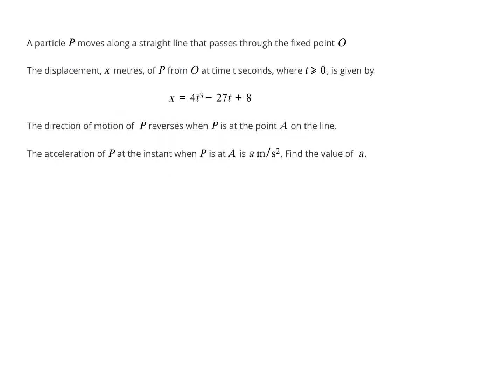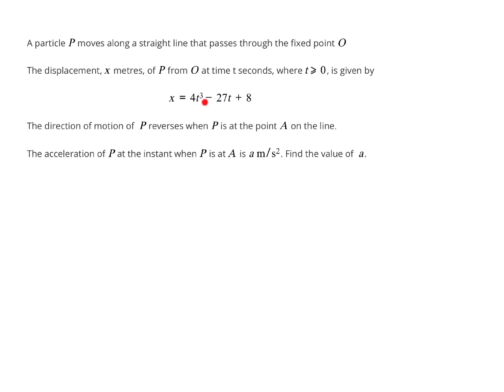So finally, here's a question. It tells us that we have a particle P moving along a straight line that passes through a fixed point O. So this is basically what we looked at at the beginning, just a point moving along a line. They give us a displacement, and very often in the GCSE it'll be a cubic expression. That's what this one is. The one in the interactive was a cubic as well.